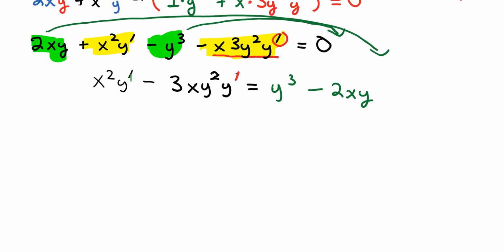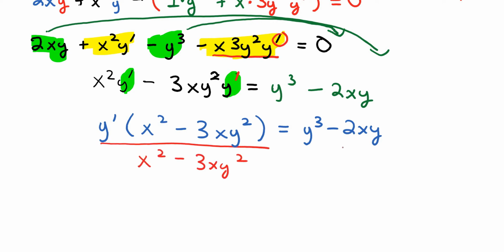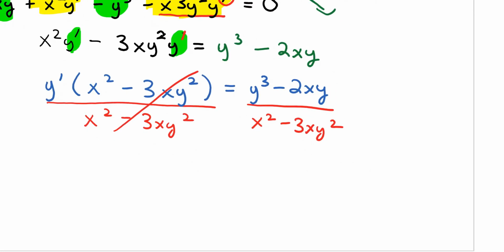So I will now highlight that y prime and that y prime, and let's factor that out. So that's going to be y prime bracket x squared minus 3x y squared, close the bracket, equals y cubed minus 2xy. And then I will divide both sides of the equation by x squared minus 3xy squared. Those will cancel off, and just to save myself a little bit of time, this is what y prime equals.